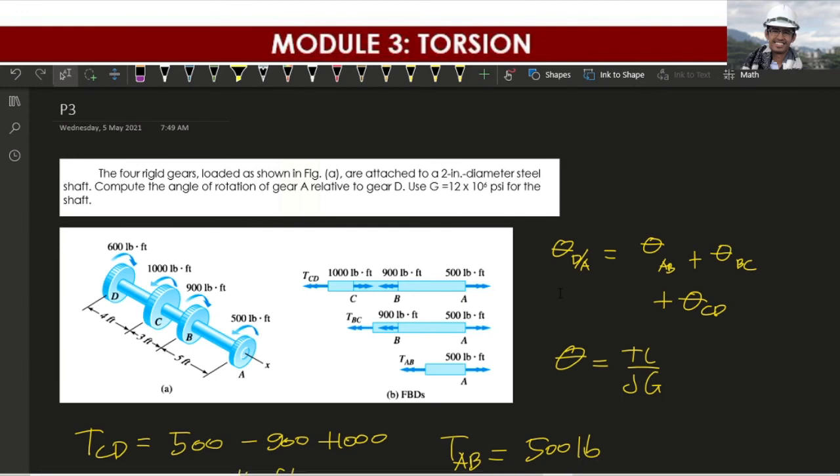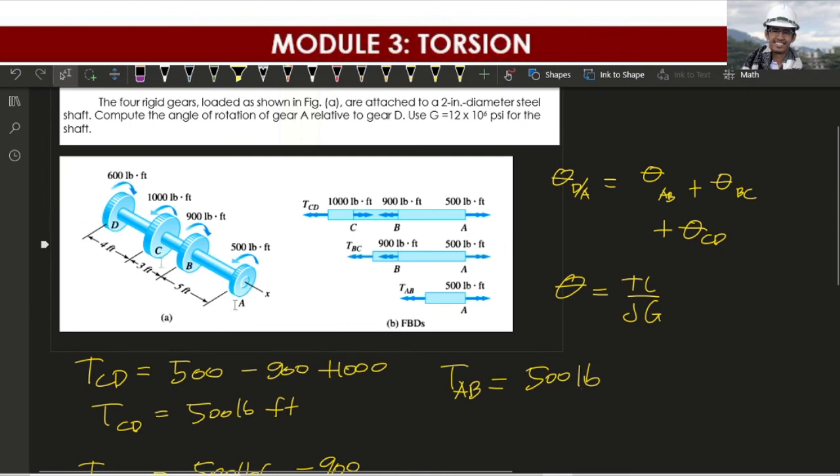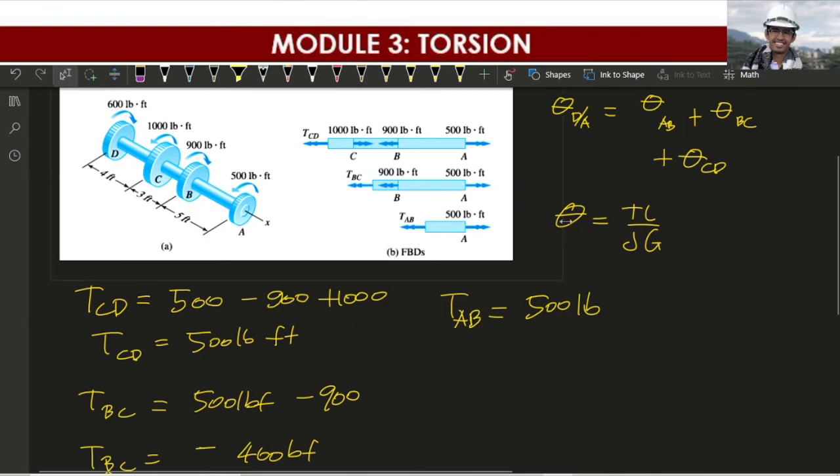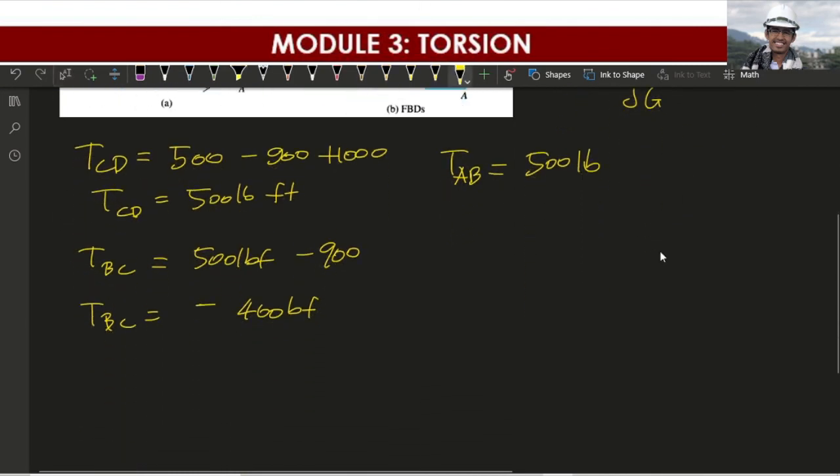And yung angle of rotation natin at point A relative to gear D is yun yung pinaka-whole na angle of rotation. So, yung summation lang ng ating angle of twist sa bawat segment. Okay? So, substitute na natin. So, that will be angle of twist of A relative to D, is yung kanyang summation lang ng mga angle of twist ng each segment. So that will be angle of twist ng ating AB plus angle of twist ng BC and angle of twist ng CD. Okay? So substitute na lang natin.